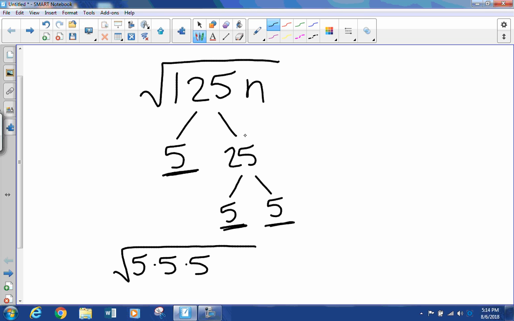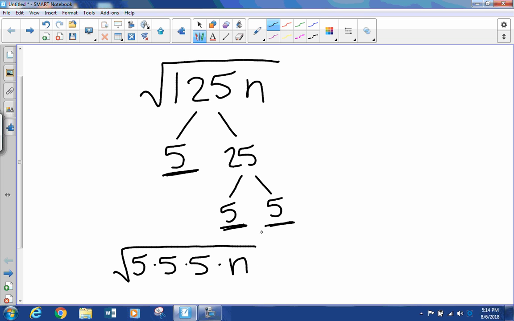Now go back up here to this variable n. Sometimes we see it with an exponent, but in this case you'll notice it doesn't have one. That's just because it's only being multiplied underneath this radical one time. So I would write it being multiplied out one time in my factored radical down here.